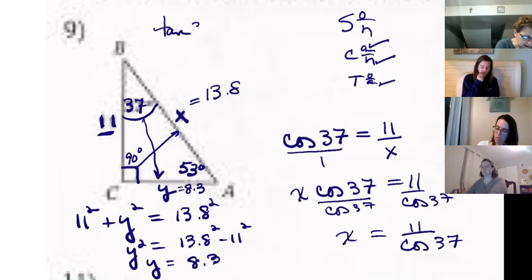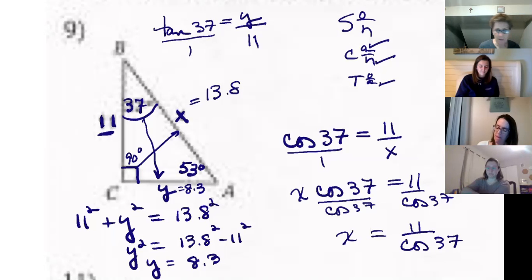So the tan of 37 equals opposite, which was my y, over the adjacent. So in order to get that, I just need the product of 11 times the tan 37. And again, make sure when you do these multiplications, when you have an open paren, you close it so that you don't multiply too much. Okay, so I got 8.3 that way as well.